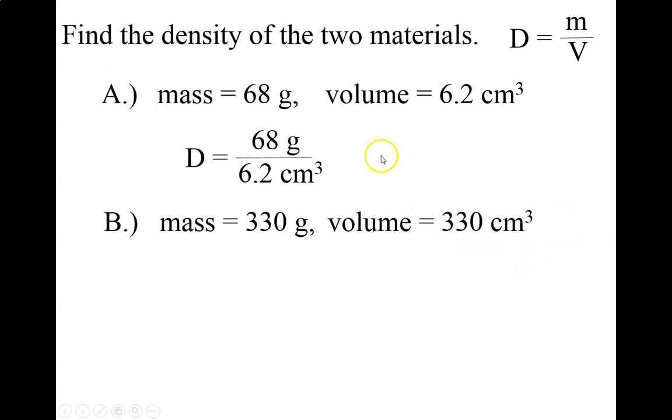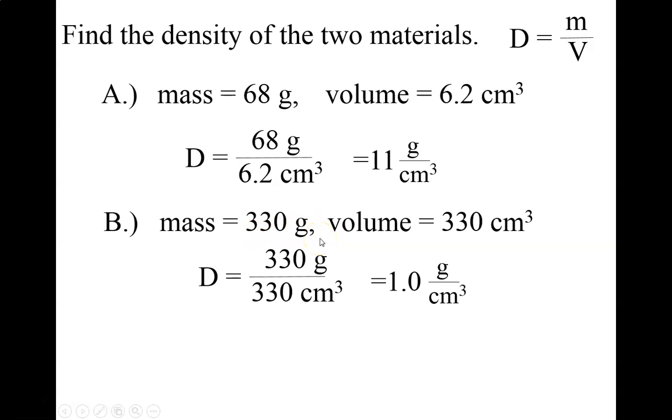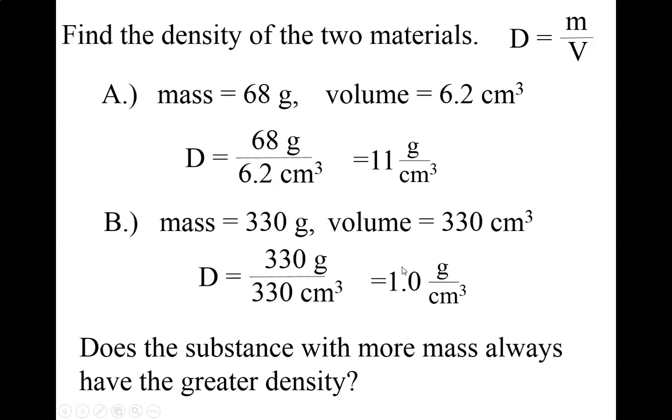So let's find the density of two materials. 68 grams to 6.2 centimeters cubed is equal to 11. And let's say I've got 330 grams of another substance and its volume is 330 centimeters cubed. I get a density of 1. So the first question is, does the substance with the greater mass always have more density? This is an example of when it does not. This has greater mass, but it doesn't have a bigger density because it also has a much larger volume. When we divide by that much larger volume, we get less density.